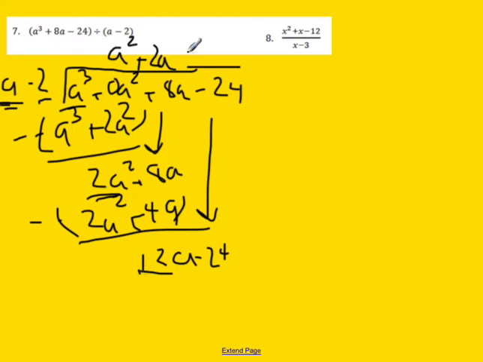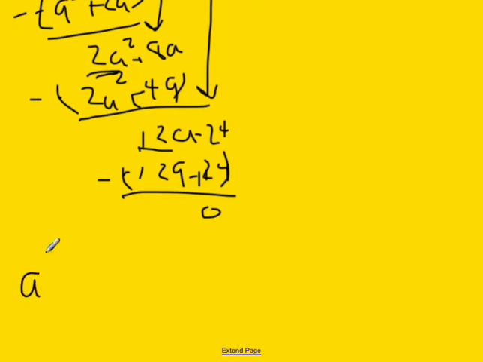Well, I need to multiply by 12. So I'm multiplying each of those terms times 12. 12 times a is 12a, negative 2 times 12 is negative 24. So then subtract that off, change the signs, and you end up getting 0. So I have a remainder of 0. So my final answer is a squared plus 2a plus 12.